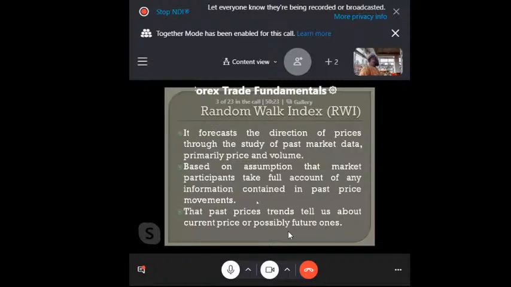Okay. Now the next thing we are going to learn, all the previous classes have not learned it. It's newly introduced in this class. In this class we start learning it. All the former traders have not learned this one. And it's called the Random Walk Index, RWI. Write it down. The Random Walk Index, RWI.